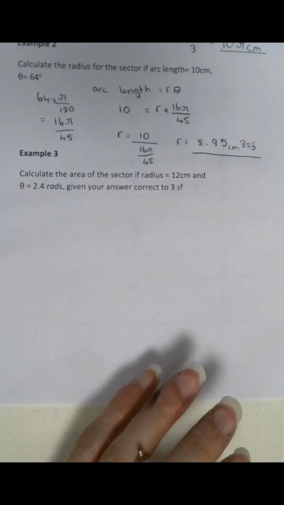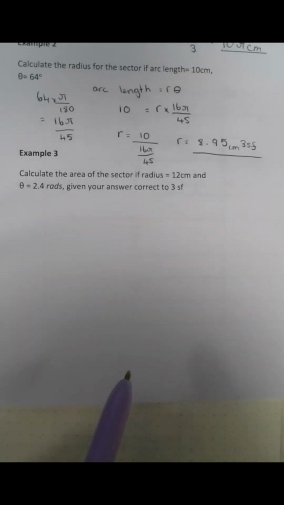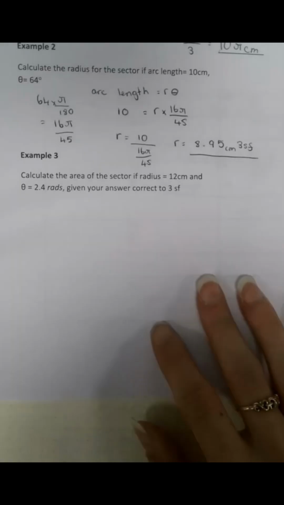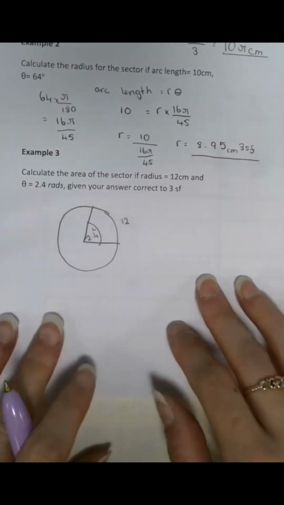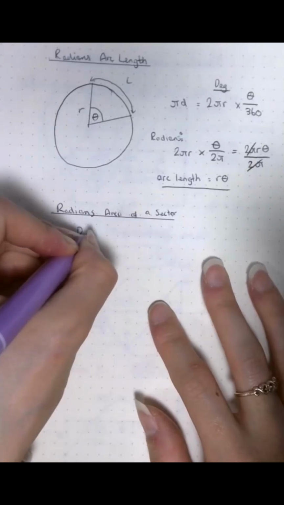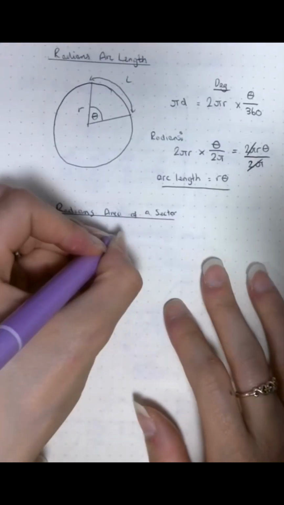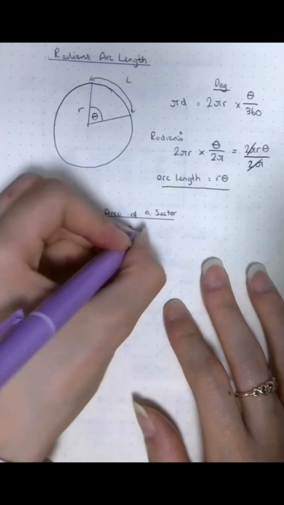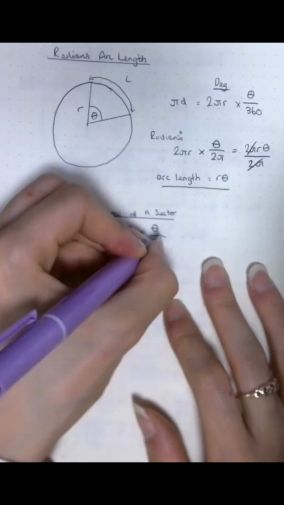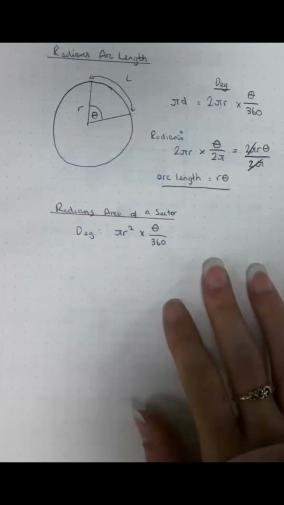Then example number 3. Calculate the area of a sector if the radius is 12 centimetres and theta is 2.4 radians. Give your answer correct to 3 significant figures. So this time we want to know the area of the sector. To do that, we're going to have to think about how we would do area of a sector in radians. So let's think about how we would find the area of a sector in degrees. Well, we take the area of the full circle, and again we multiply it by the fraction of the circle we have, which is theta over 360.